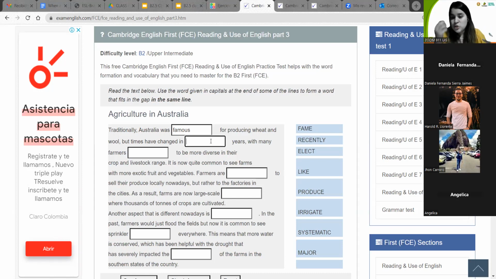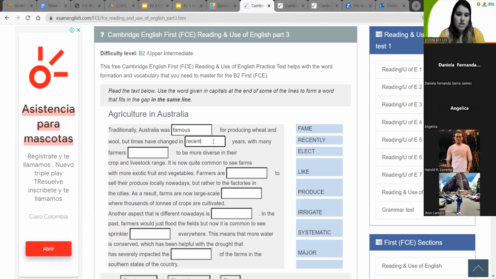So we need to transform it because we don't need an adverb in that blank. So what part of speech do we need? We read the sentence and we said, but times have changed in years. So we have a noun here, right? Years is a noun, right? So what can we place before a noun? An adjective, right? So how can we transform the word recently to an adjective? What is the adjective of recently? Eliminating L and Y. Recent. Yeah, in recent years.